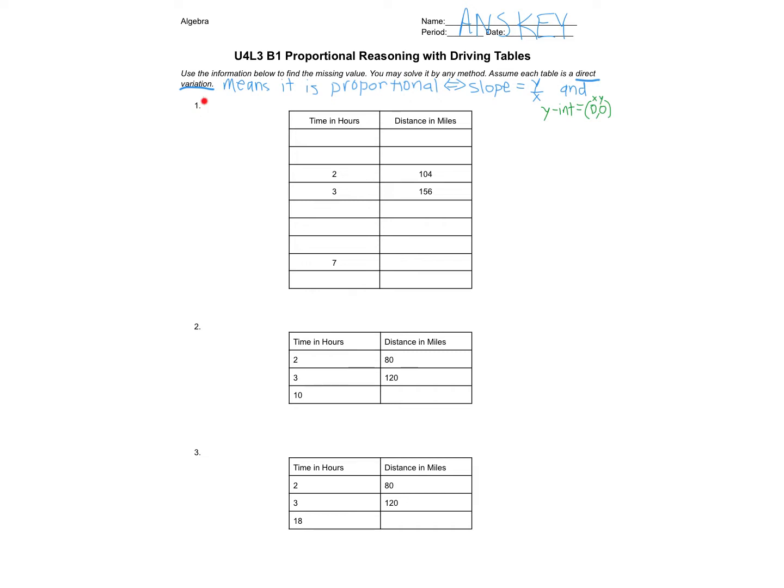So let's look at our first problem. We have time in hours, that's our x idea, and distance in miles, that's our y idea. And we see here that for 2 hours, we were driven 104 miles. At 3 hours, we were driven 156 miles. The question they're asking is, what would be 7 hours? So how can we figure that out? Take a moment and try to solve that on your own.